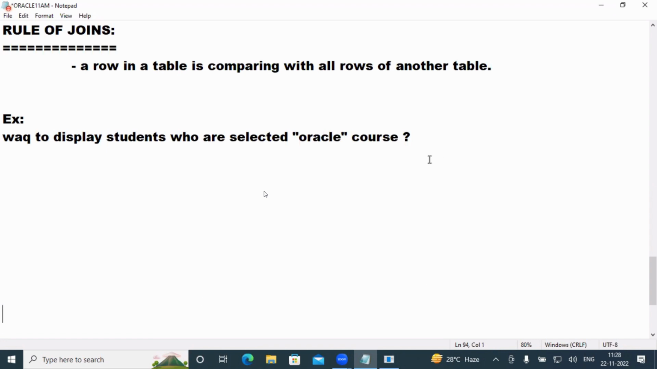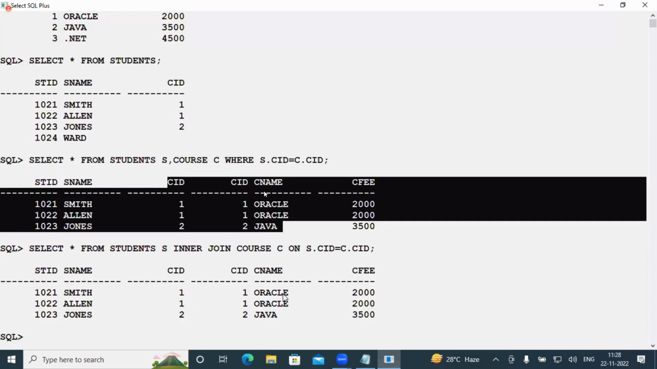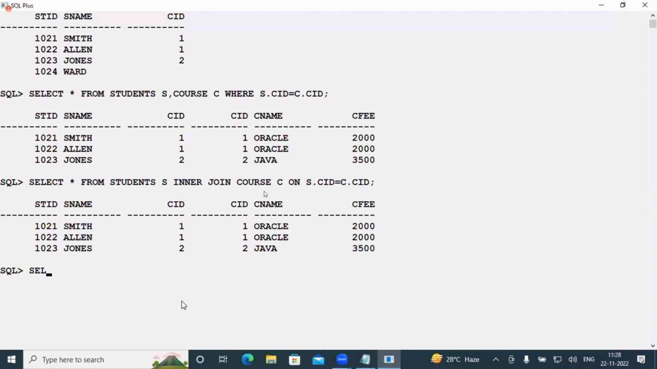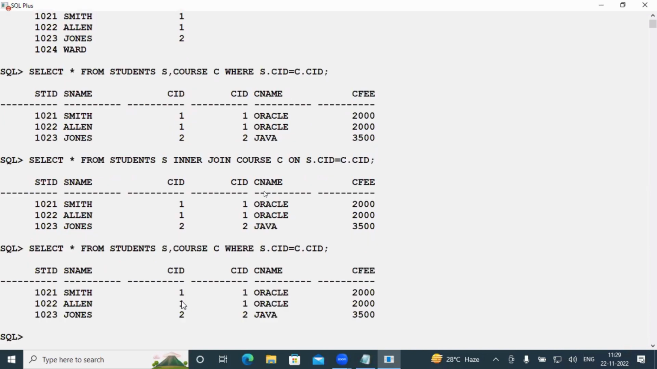When I want this, what do I do? First of all, as usual, write select star from students, and first I'm showing the non-ANSI format. Course C, where first the two tables I need to join. Up to here, we call it the join condition we have written. Based on this join condition, all the matchings will come to us.